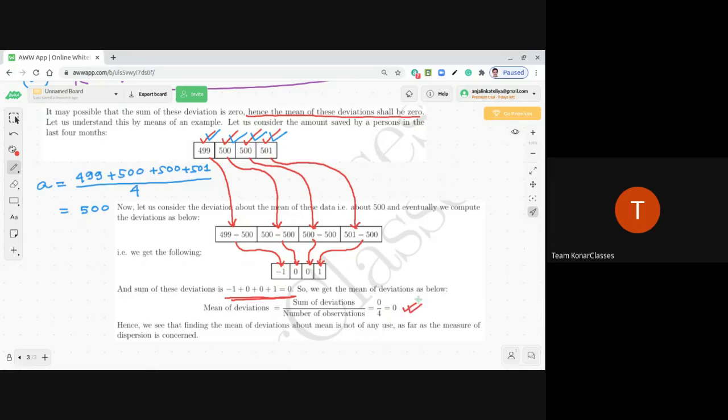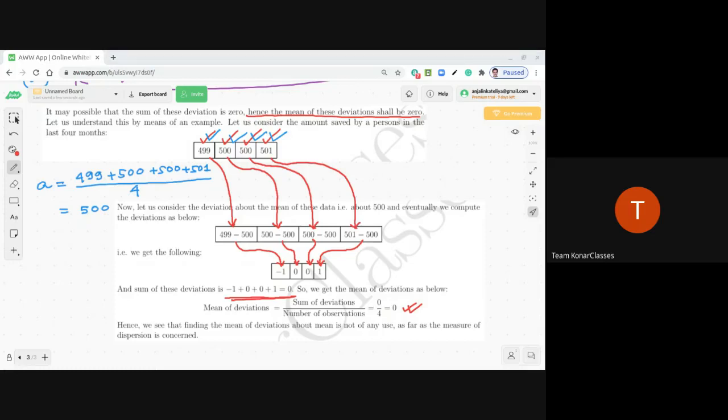But what can you conclude? If you give me a data set and I tell you the mean of deviations is 0, what are you going to conclude? You are not going to conclude anything, dear students. Hence, we see that finding the mean of deviations about the mean is not of any use in context to this particular example. As far as the measures of dispersion are concerned, then what?